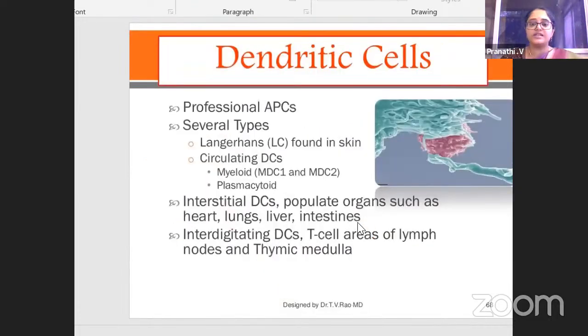We have something called the dendritic cells. Where are they present? In the Langerhans cells found in the skin, and as circulating dendritic cells in the myeloid and plasmacytoid positions. What do they do? They help in presenting the antigen, meaning they are antigen presenting cells.